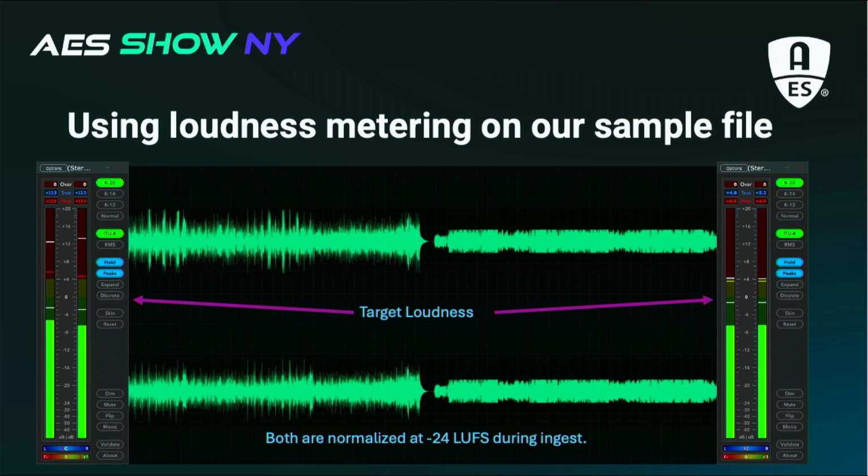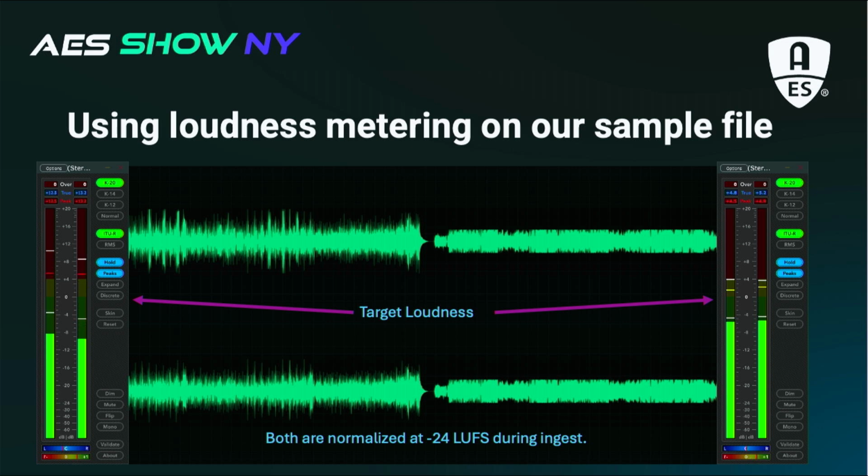And you can see here that if you watch the green bar graphs for left and right channels, they're pretty much matching each other with these two songs. The ones that are normalized to minus 24 LUFS, even though they look different visually, once again, they sound the same by ear, and these meters are showing you that.